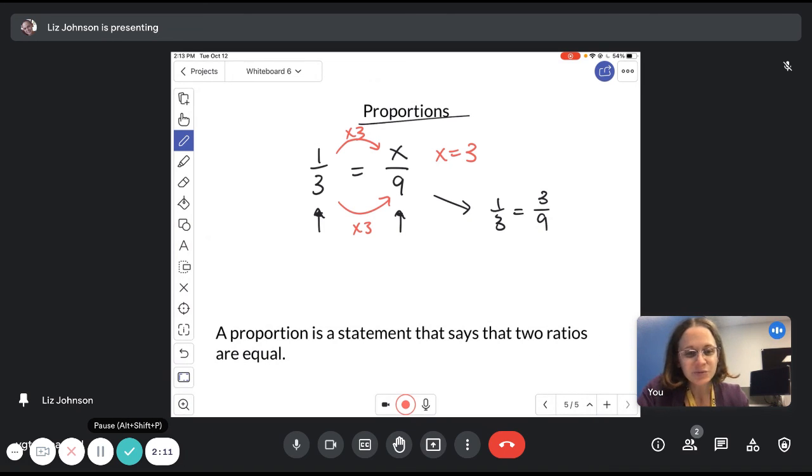So whenever you see this word proportion, know that it's just asking about something you already know. It's saying that two ratios are equal. In other words, it's another way of saying that two fractions are equivalent.